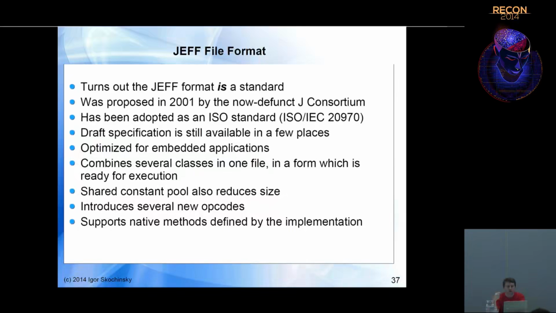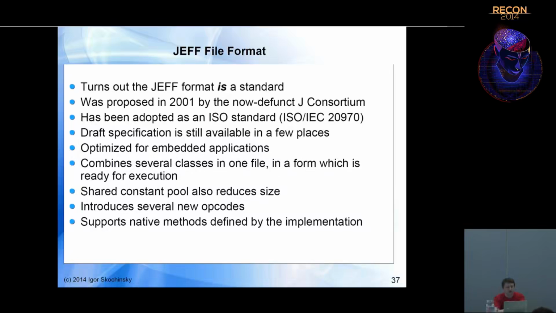And they also kind of pre-link this file by replacing references between the classes with indexes. So it's optimized for embedded, so it's supposed to be runnable just like this without a separate linking step. You can just have your VM look up those indexes and jump to different classes inside the same file. For example, they even have some references to constant strings as file offsets instead of indexes in the constant pool, and so on. So it's a pretty nice format.